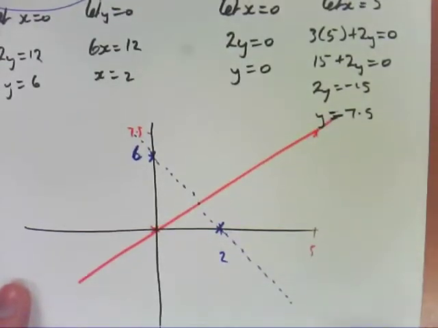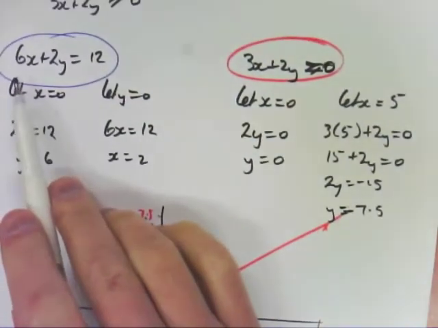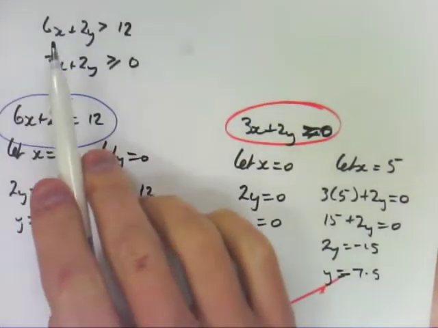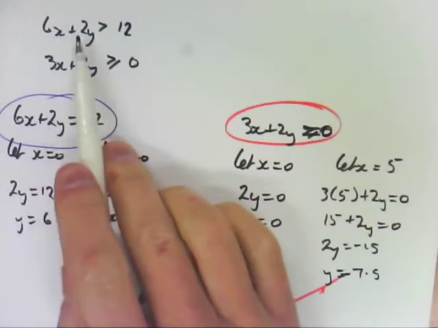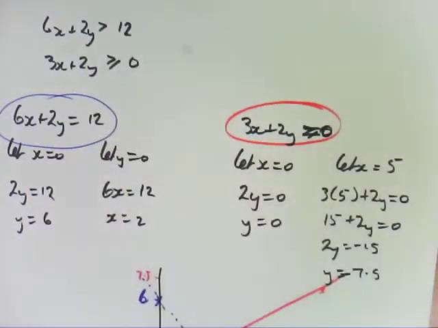Now I need to do my test point. For the blue one, I'm going to choose 0, 0 as my test point. Does 6 times 0 plus 2 times 0, so 0 plus 0, is that greater than 12? No, it's not. So I'm going to shade towards that. Okay, so I would shade towards that region there, like so.